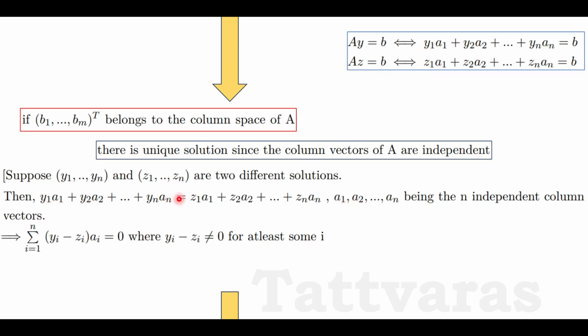Now in the next step, we are taking this part on this side. We are getting this. And since y and z are not the same, we have at least for one i, yi minus zi not equal to 0, which is basically a contradiction to the fact that the ai's are independent. Right? We can refer back to the result that we stated for dependence. So since this is a contradiction, our assumption was not true. We cannot have two different solutions. We must have only one solution.